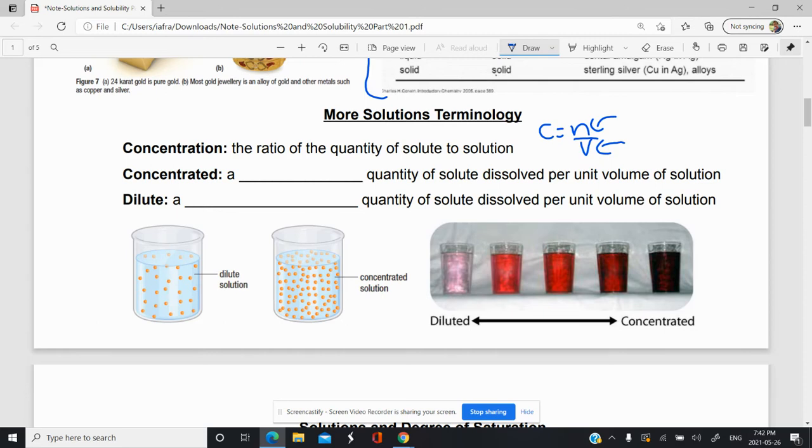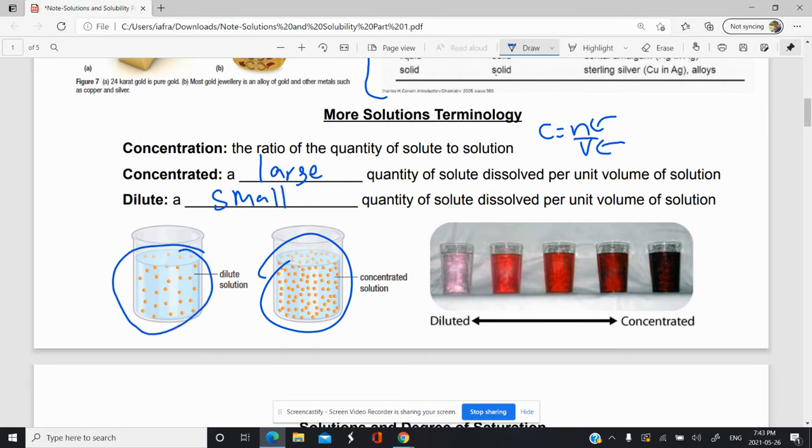And you can describe solutions using the terms concentrated or dilute. If you have concentrated, you have a large quantity of solute per unit volume of solution. So you have a lot of moles dissolved in a certain volume of solution, like you see over here, lots of them packed into this beaker of water. Dilute would be a smaller quantity of solute dissolved per unit volume. So same volume of water here, but fewer particles crammed in there. They're spaced out more because there's not as many crammed into there.